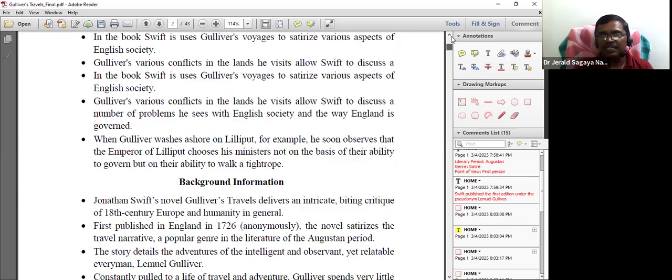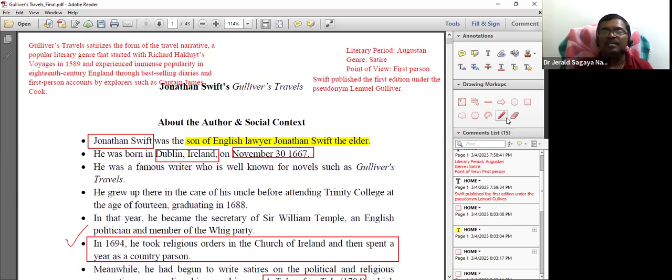Now, before that, let us go here. What is the literary period in which Gulliver's Travels was written? It was written during the Augustan period. You know who is the famous writer of the Augustan period? Very famous writer. Alexander Pope.